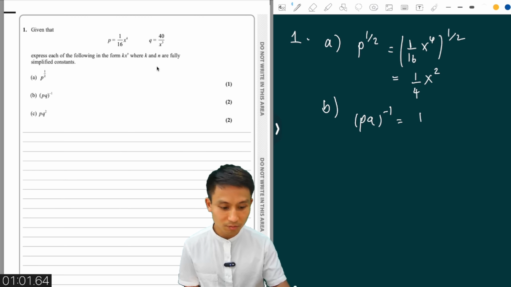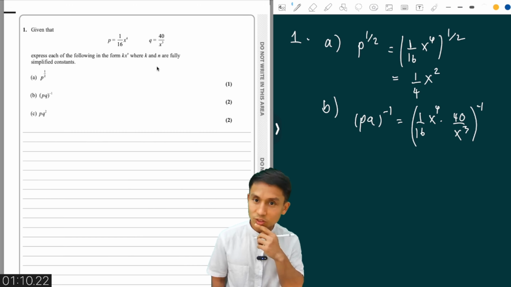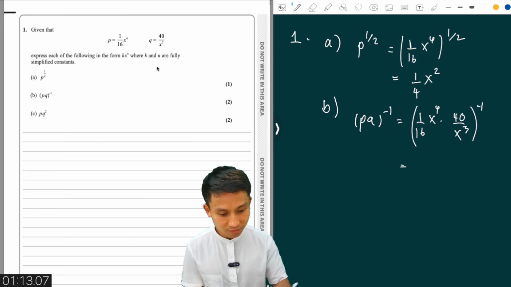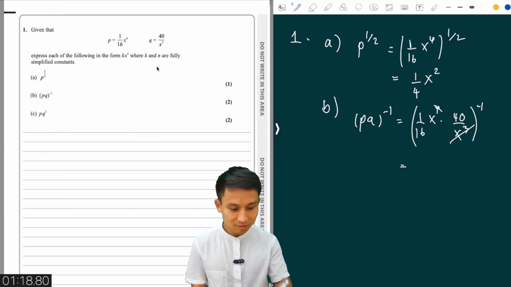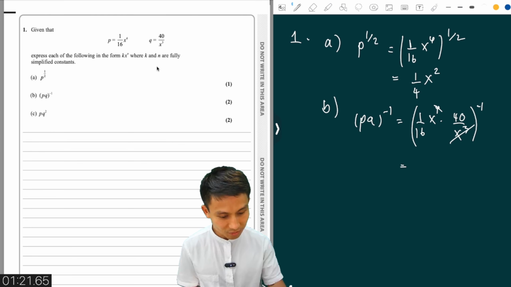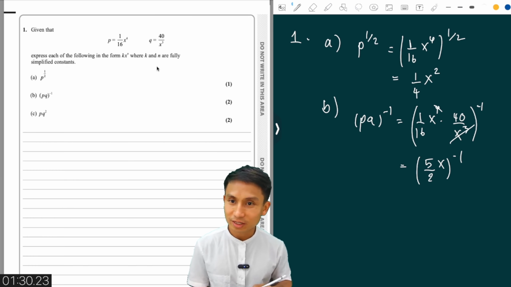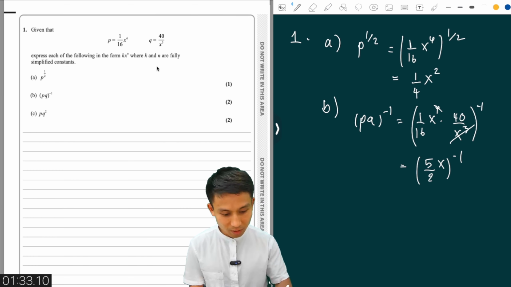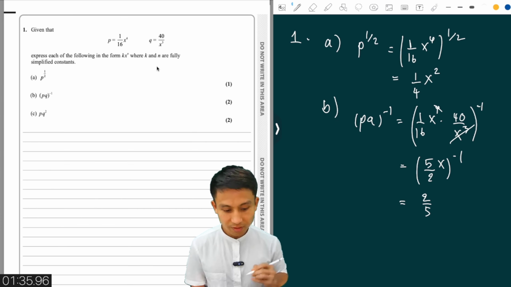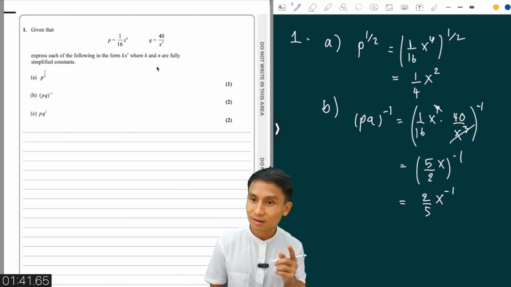PQ to minus 1. I'm just going to multiply them first, put them in the same brackets here, and then to the minus 1. So we should, right, simplify them first. So if we simplify them, the x cancels out, and the 4 cancels with the 8, so I think it's just 5 over 2x to the power of minus 1, right? Yeah. And that is just what? We need to make it x to the n. So if we put the power minus 1 to 5 over 2, we get 2 over 5. If we put the power minus 1 to x, we get x to the minus 1. Because we need to follow that k x to the n format.